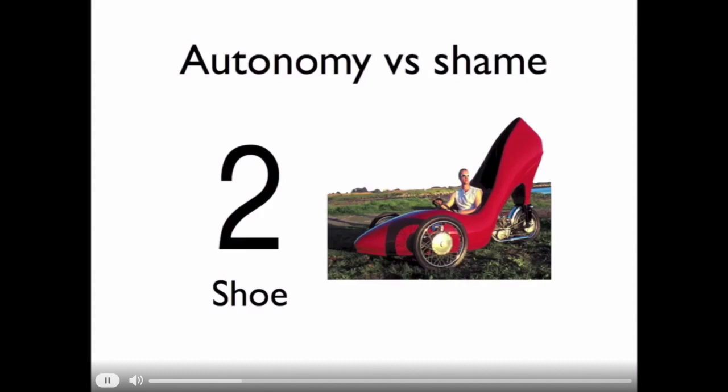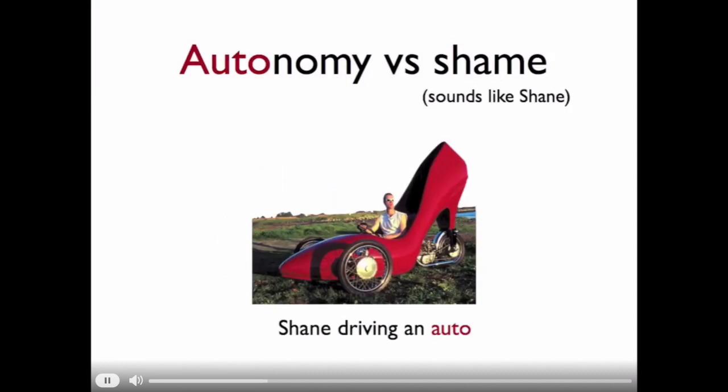So for number 2, we have a shoe. Number 2 is autonomy versus shame. Well, I see the word auto in there. So what if we pictured this shoe with some wheels on it looking like a car? Well, that gives us the first one pretty good. So when we think of a 2 and a shoe, we have a shoe that's a car, autonomy.